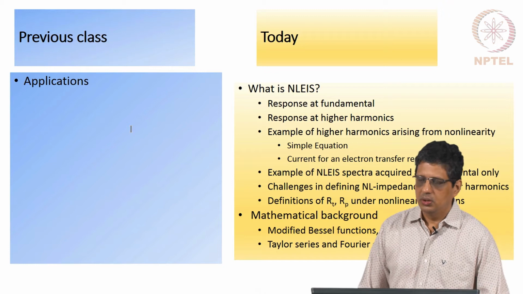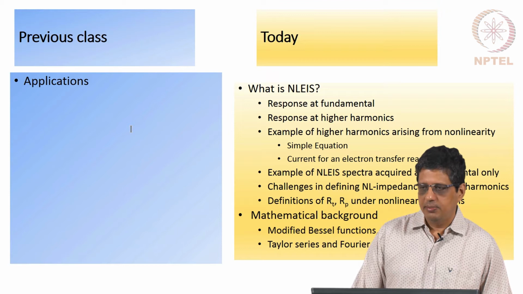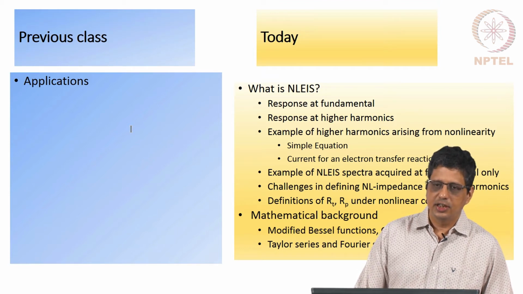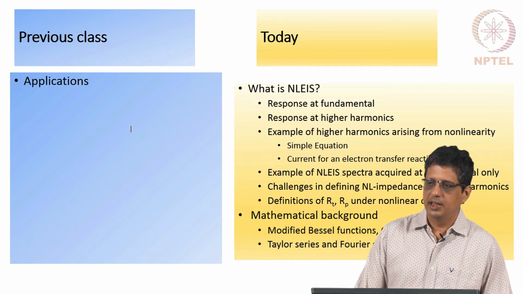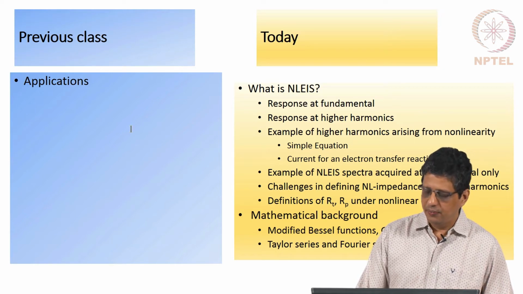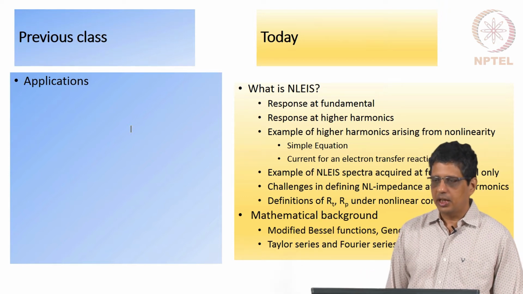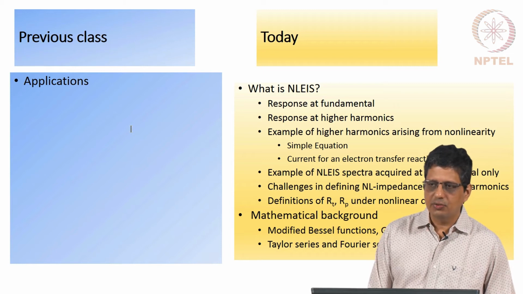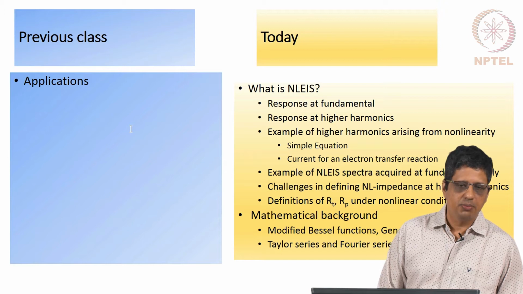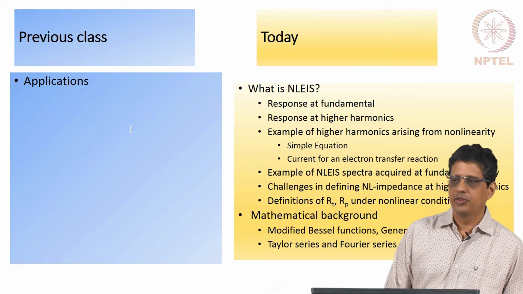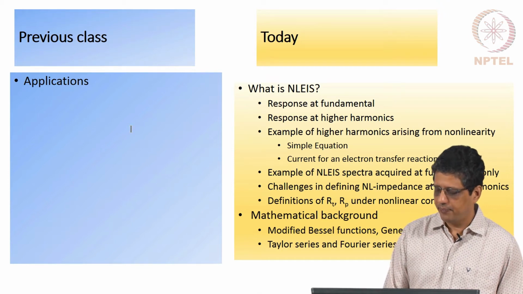So, I want to go through the description of nonlinear EIS, what is meant by nonlinear EIS, an introduction to the terminology, and what happens if you acquire the spectrum at large amplitude for a simple reaction. We will go through the calculations at a later stage. Right now I just want to describe what would be the corresponding values for charge transfer resistance and polarization resistance if we apply large amplitude perturbations.